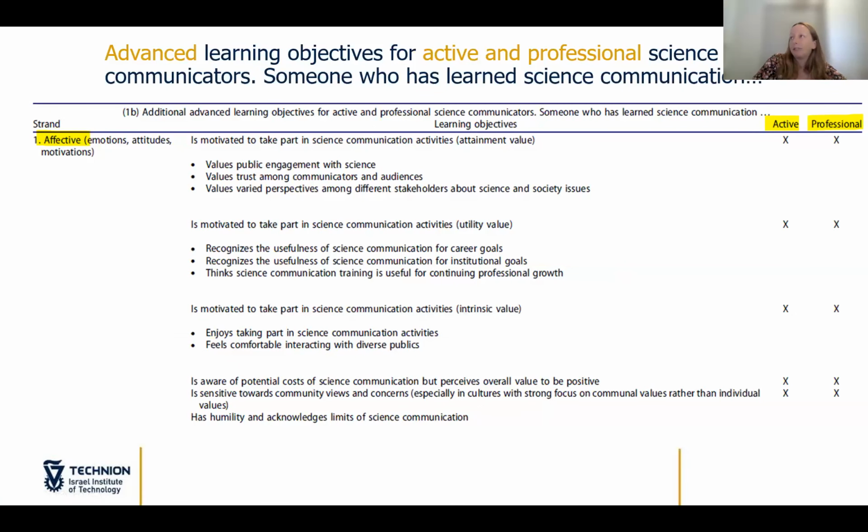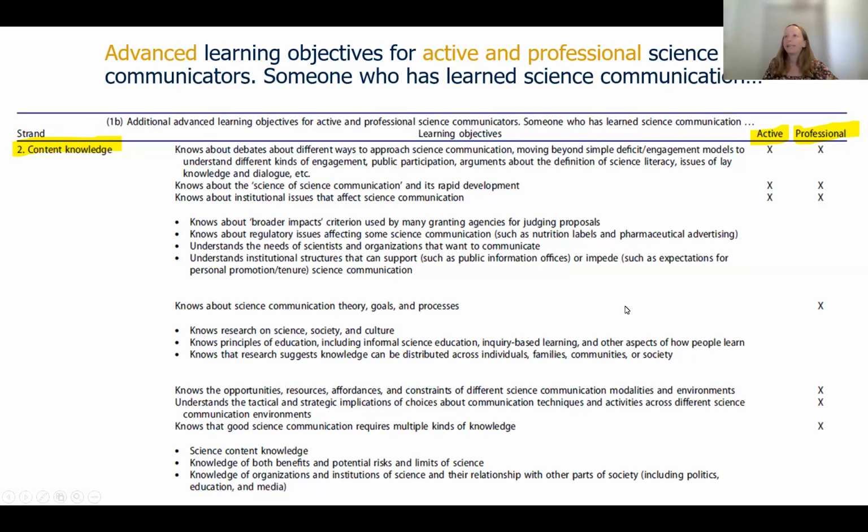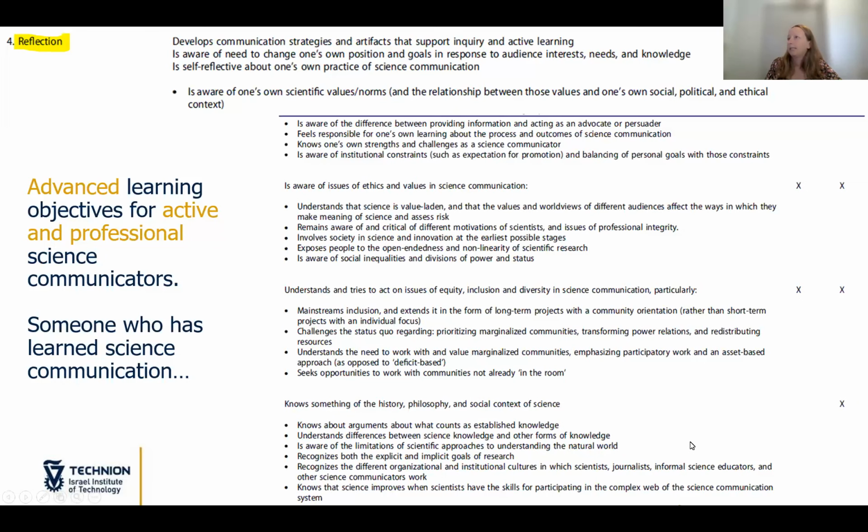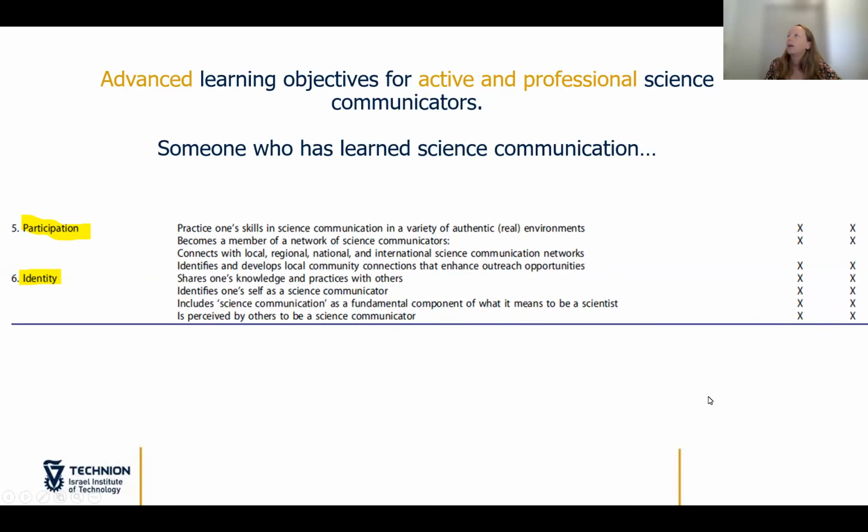Then we looked at the advanced learning objectives. For active, that's the left column, and the professional, the right column. And we also looked to see what the advanced learning goals are. And of course, this is a much longer list of affective, of content knowledge, of methods, as you can see. And of course, for the professionals, usually they have everything that the active ones have and a few more. For example, you can see here the advanced ones for participation and identity.